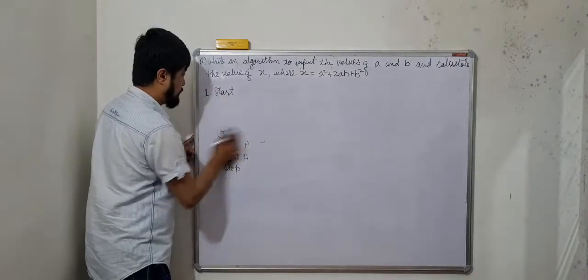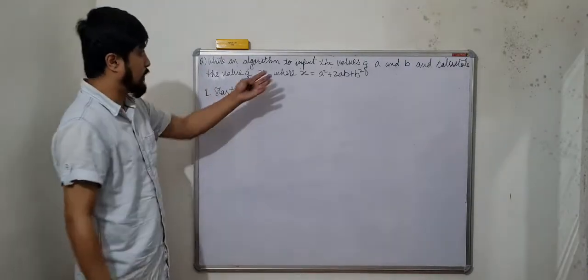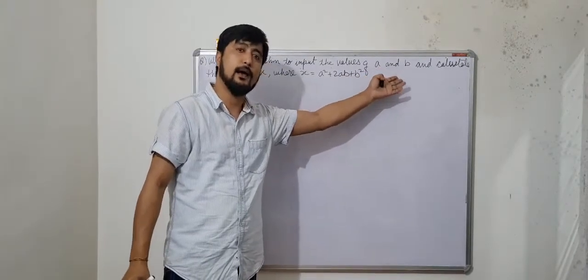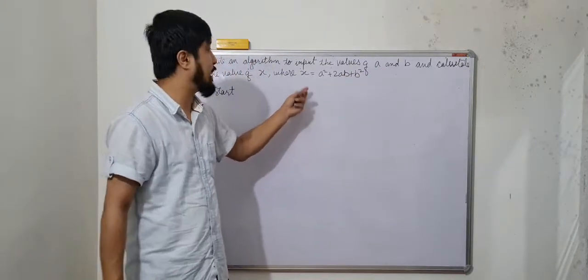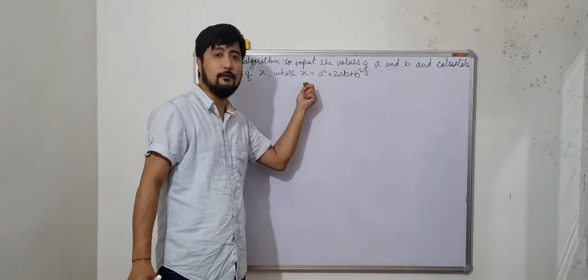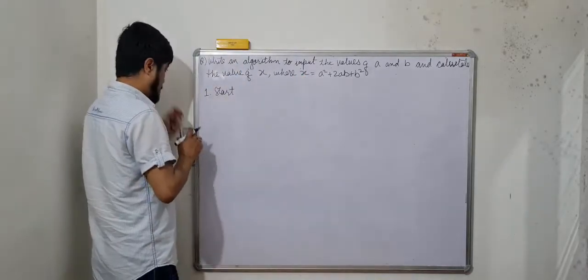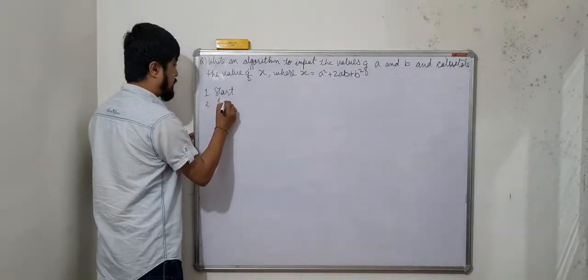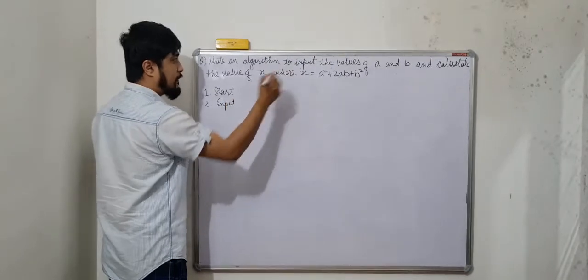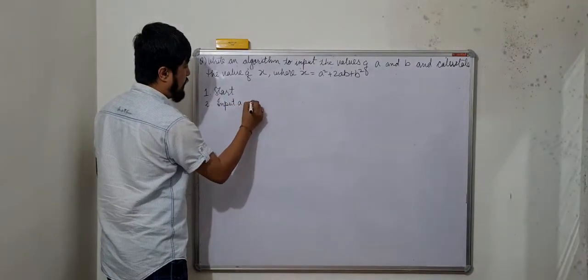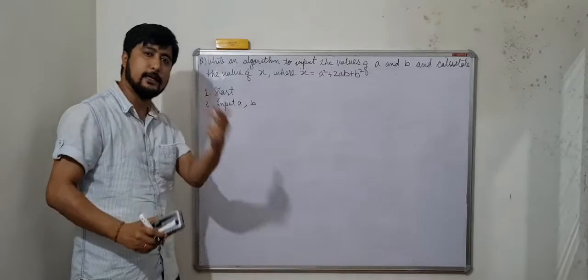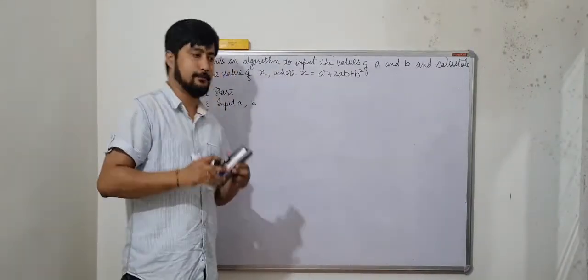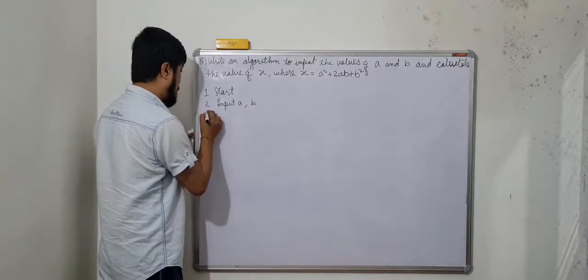So now see, we have to enter the values for a and b, and we have to calculate and display the value of x. Step number 2: we'll take the input inside the variables a and b. So we have taken the input, and after taking the input, what do we do? We calculate. Calculate means using the formula.